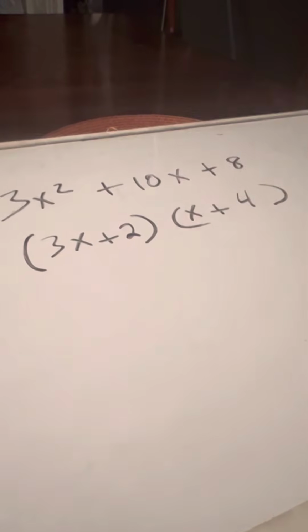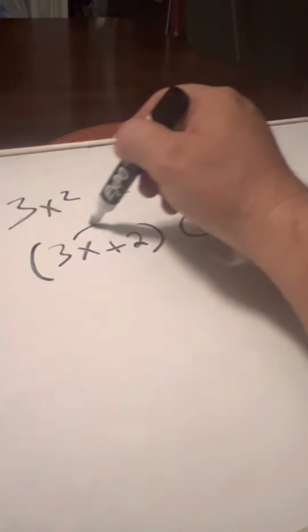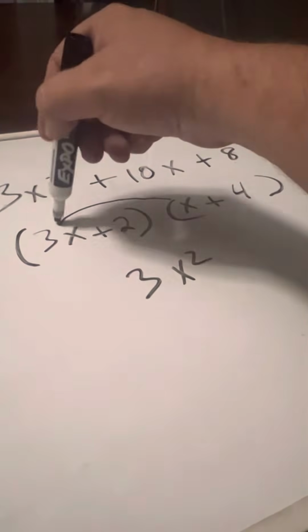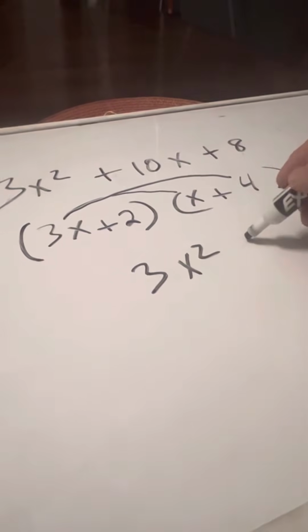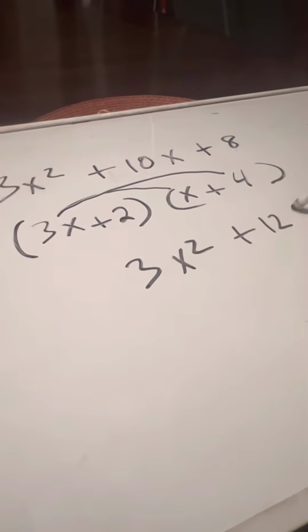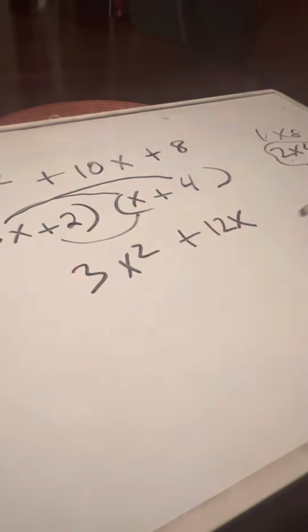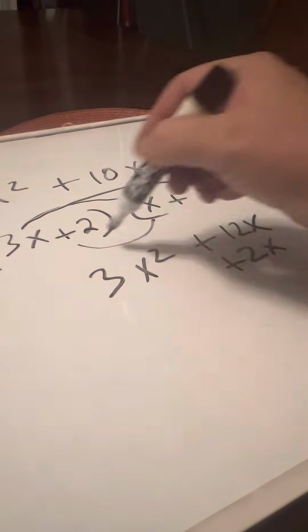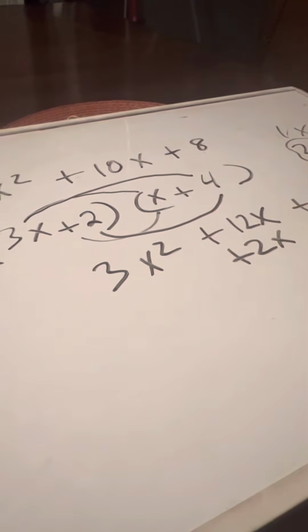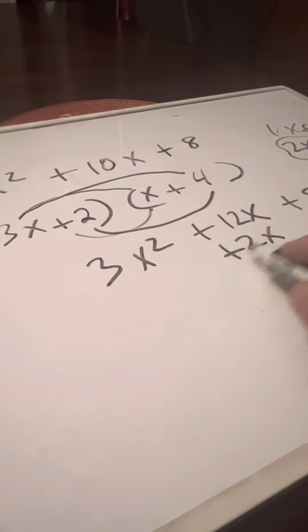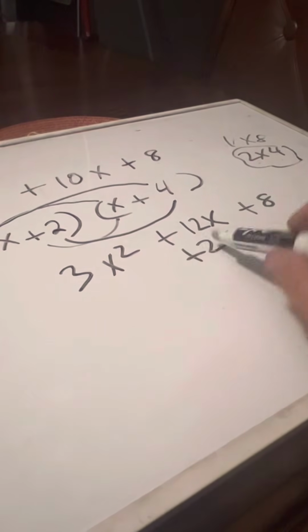That'll be our assumption. And we're going to distribute: 3x times x is 3x squared. Okay, and then 3x times 4 is plus 12x. And then 2 times x is plus 2x. And then 2 times 4 is plus 8. And you can see that this is not going to work because 12 plus 2 is 14. It has to equal that right there. Okay, so that didn't work, but that's okay.